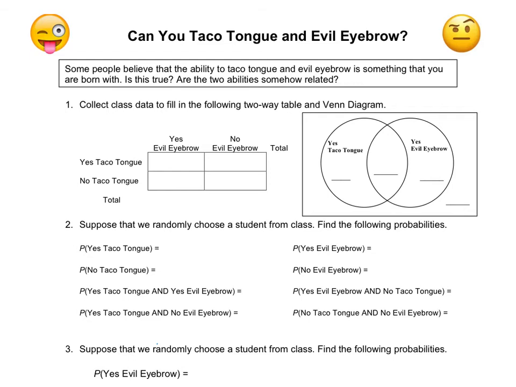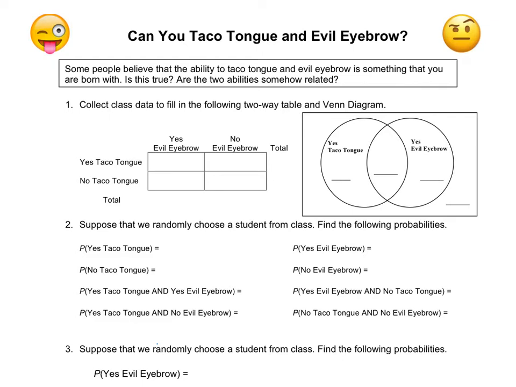Can you taco tongue and evil eyebrow? The taco tongue isn't exactly shown by the emoji. It's when you can roll your tongue. And the evil eyebrow is when you can raise one eyebrow without the other. Some people believe that the ability to taco tongue and evil eyebrow is something that you were born with. Is this true? Are the two abilities somehow related?